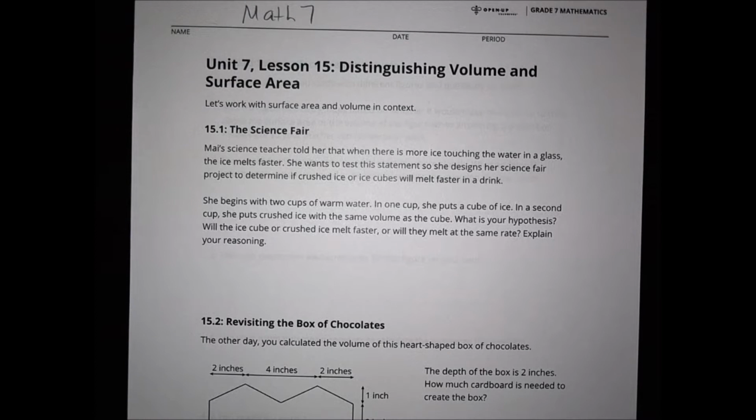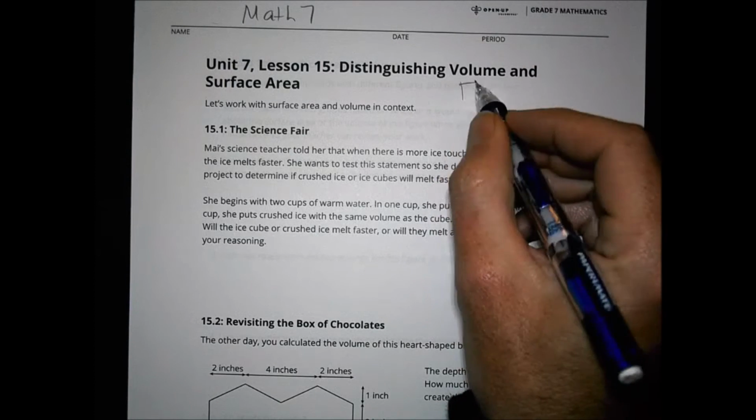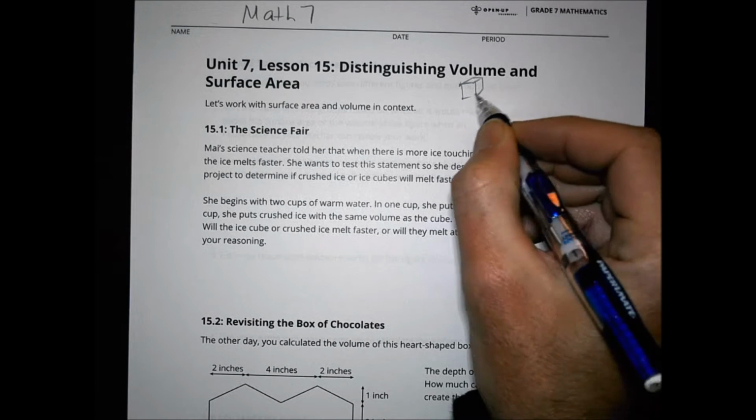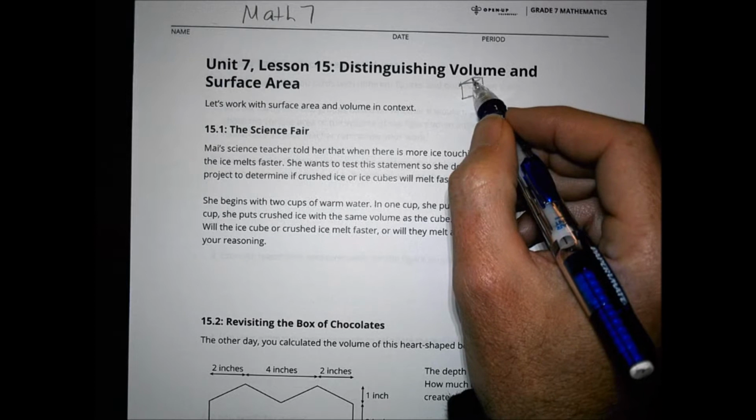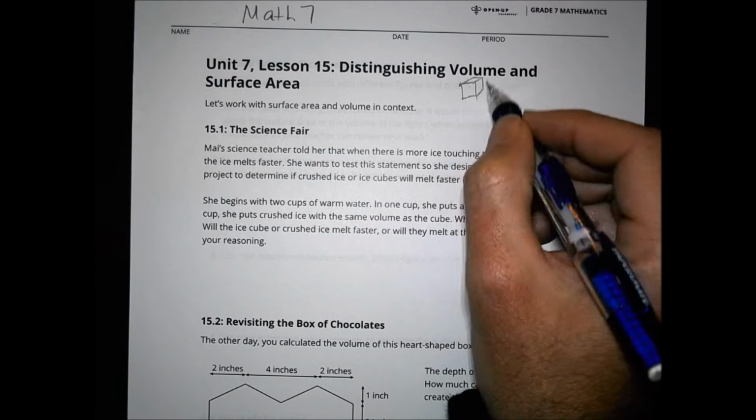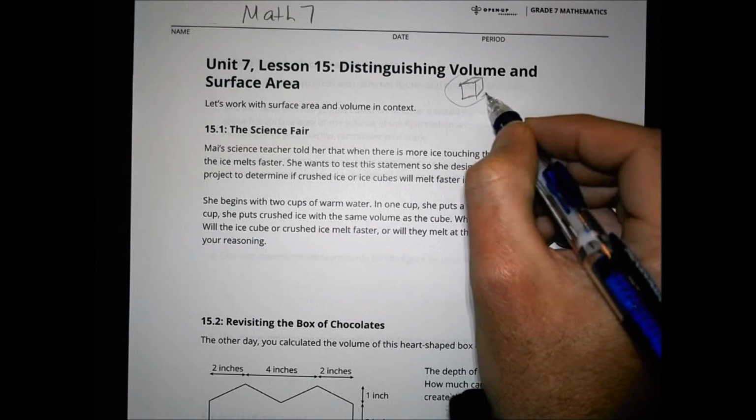Hey, this is Math 7, Unit 7, Lesson 15, Distinguishing Volume and Surface Area. Again, these are different things, right? Volume is going to be the space inside of an object, and surface area is talking about the area that covers something or goes around an object.